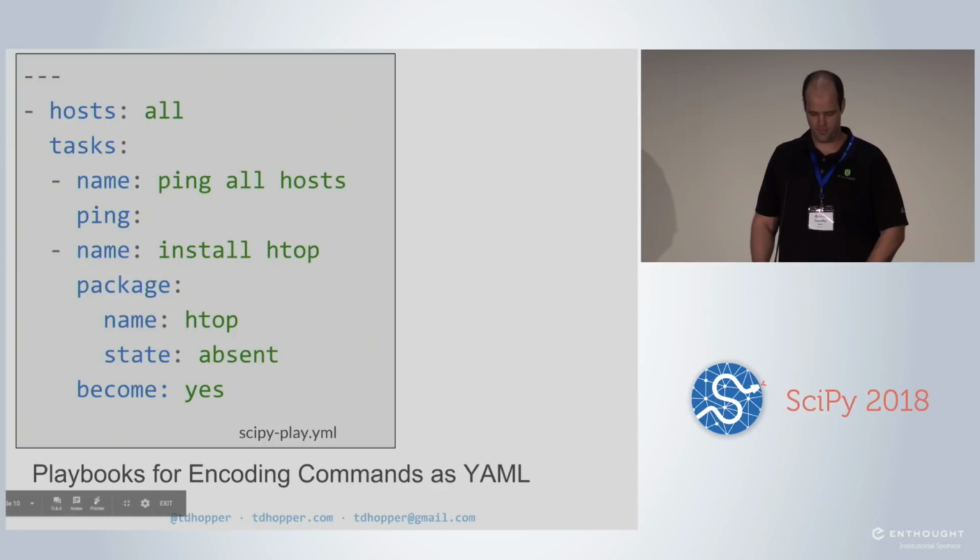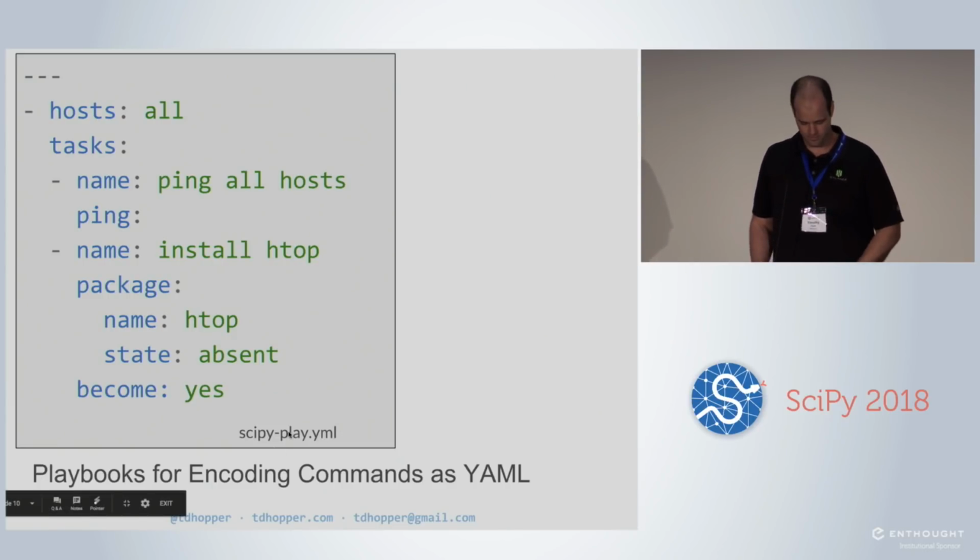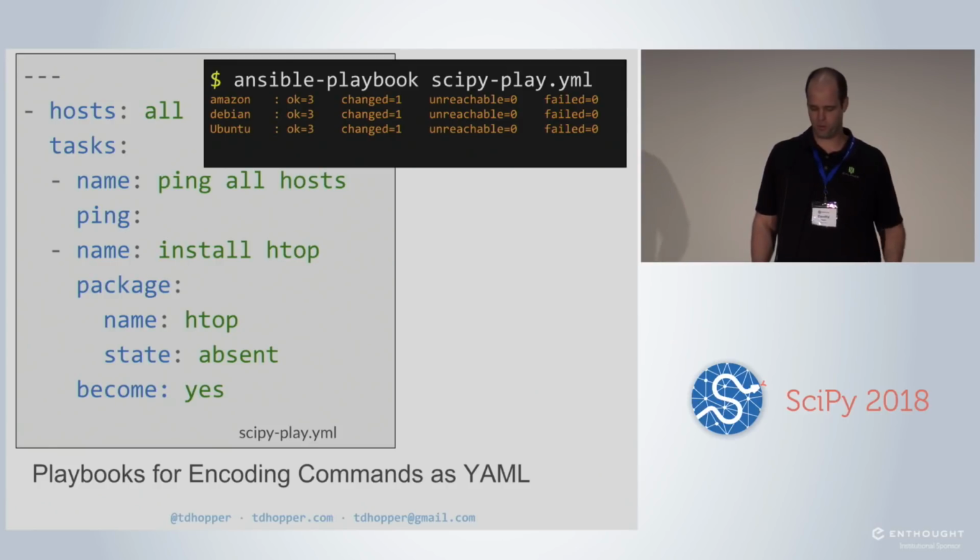So this is first going to ping all my systems, and then it's going to ensure. It says state absent. It should actually say state present. It's going to ensure that htop is present on all my systems. And I'm saving this as a playbook called SciPy play.yaml. And I can run that with the ansible-playbook command line command, and it's going to go onto each of those machines, ping them, and then make sure that htop is installed.